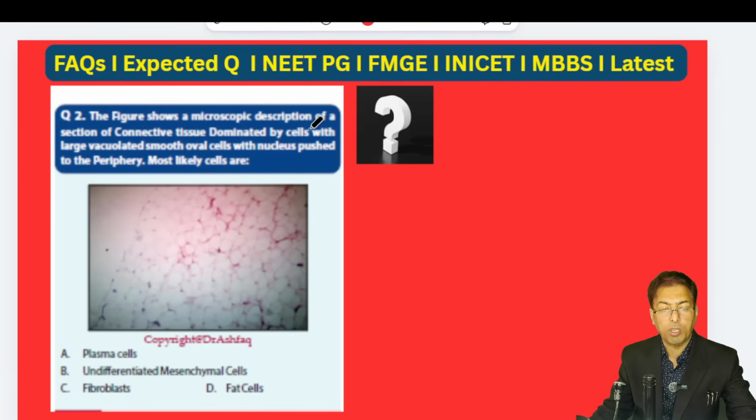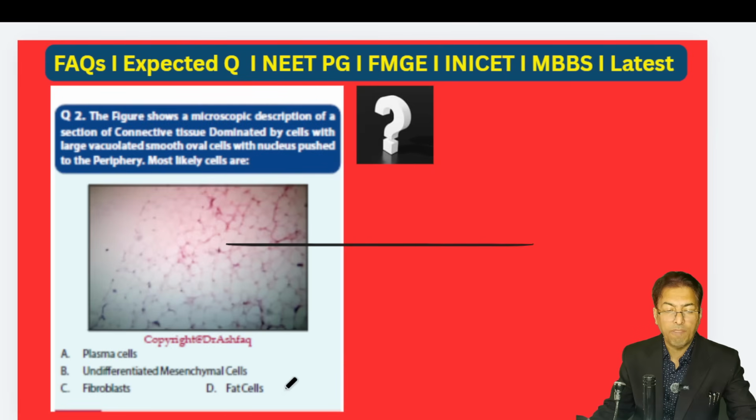The figure shows a microscopic description of a connective tissue dominated by cells with large vacuolated smooth oval cells with nucleus pushed to the periphery. What types of cells are these? You are well aware of the fat cells, adipocytes, lipocytes, which have the features mentioned in the question: large vacuolated cells, smooth oval cells, nucleus pushed to the periphery, a signature appearance. That would be a classic example of a lipoma if it were a pathological diagnosis. So this might be a predominance of lipocytes, maybe simply tissue taken from adipose tissue normally, or a lipoma, but not a liposarcoma, because liposarcoma will present something else.